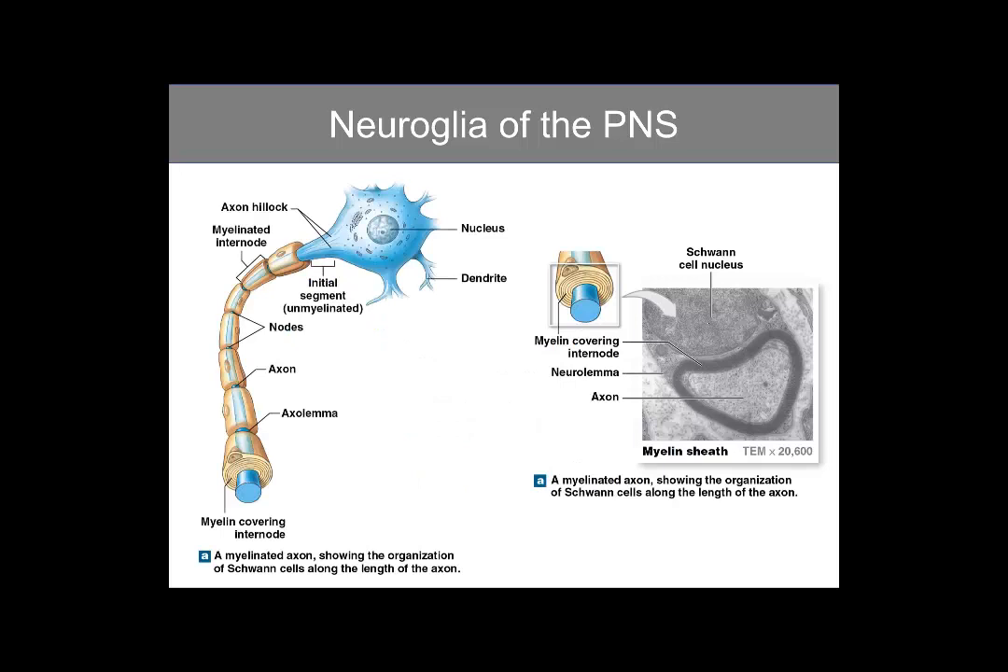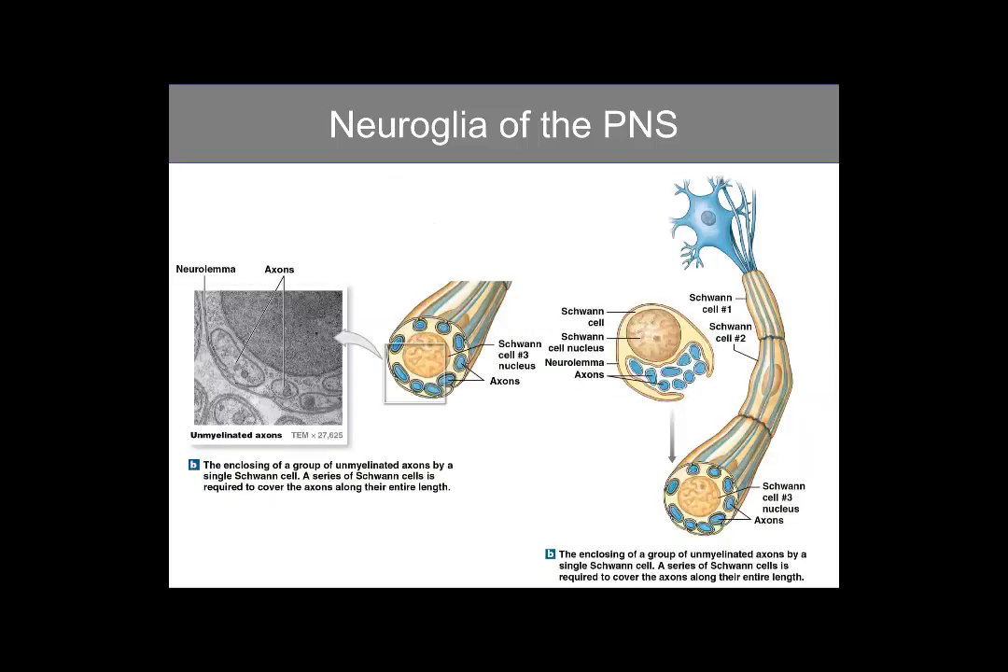Here we see a typical neuron with multiple Schwann cells. In fact, each one of these little sections of internodes represents a Schwann cell. So here's Schwann cell 1, 2, 3, 4, and so on and so forth. So it takes multiple cells to myelinate a single axon. Here we see that again as the Schwann cell is surrounding and ultimately myelinating these axons.